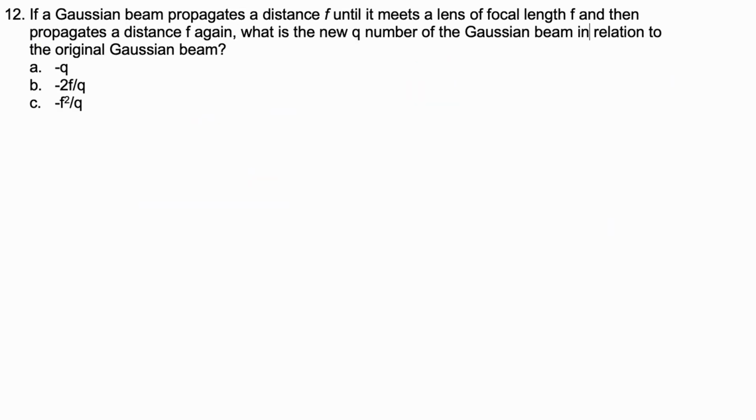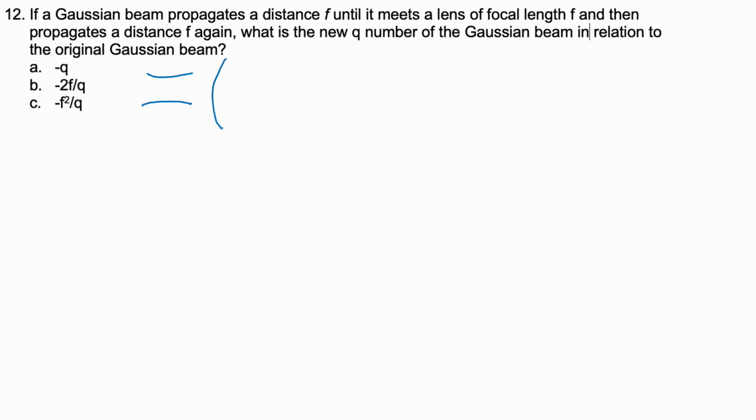Finally, the last problem that we're going to go over is about doing propagation of a Gaussian beam using the ABCD matrix. So they told us here that we have a Gaussian beam that propagates a distance f, meets a lens, and then it propagates again. So we have here a Gaussian beam.